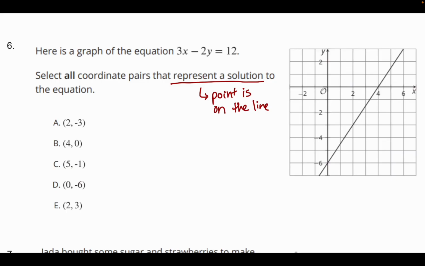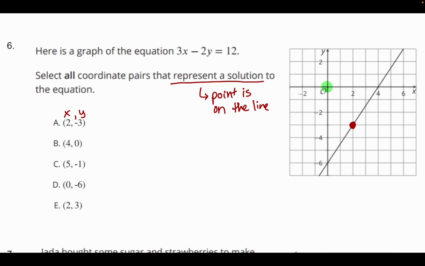So 2 comma negative 3. So we're starting at 0, 0. My origin is right here. I'll just put a little highlight mark there for myself. So starting there, we're counting, it's x comma y. So x goes left to right and y goes up and down. And I'm just going to plot these points here. So 2 comma negative 3 would land me right here.